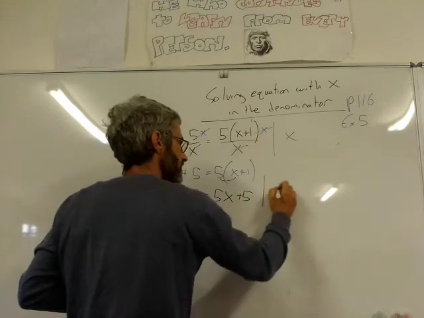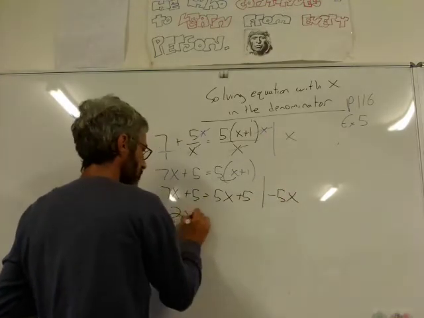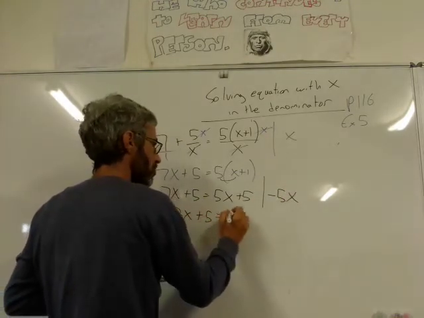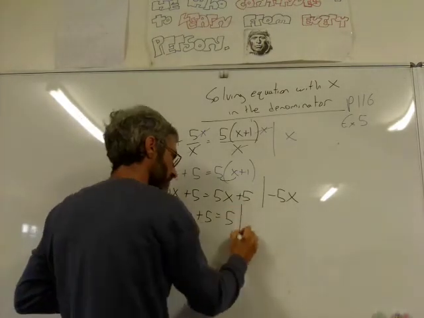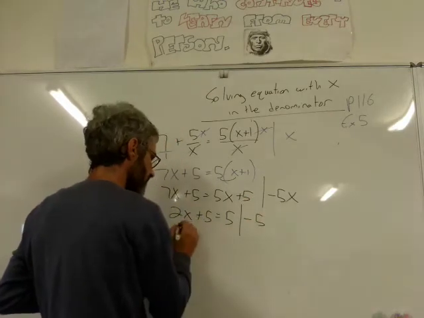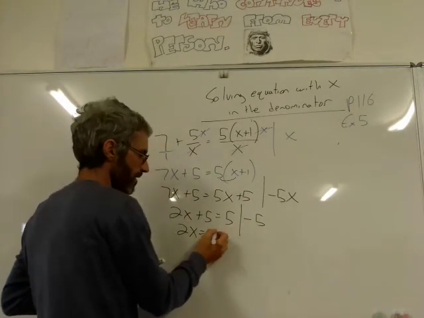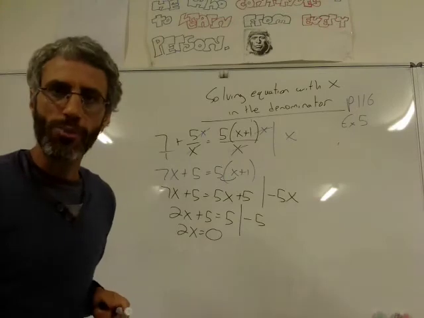So I'm going to do minus 5x. It's going to be 2x plus 5 equal 5. Okay? Now I'm going to move the 5 to the other side to get rid of that number on this side. 2x equal, what is 5 minus 5? Is 0.